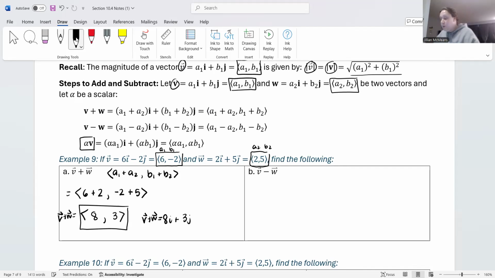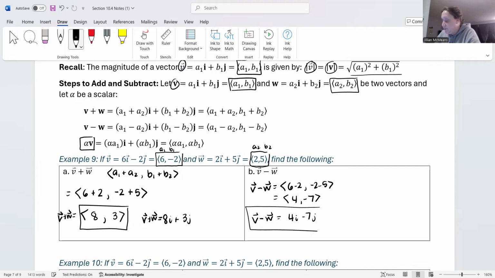Okay. Now, if we were going to subtract them, it would be the same thing. We would just subtract the A components, subtract the B components. So if we have V minus W, that would equal 6 minus 2, and then negative 2 minus 5. So that would equal 4, comma, negative 7. So we could say V minus W is 4i minus 7j.